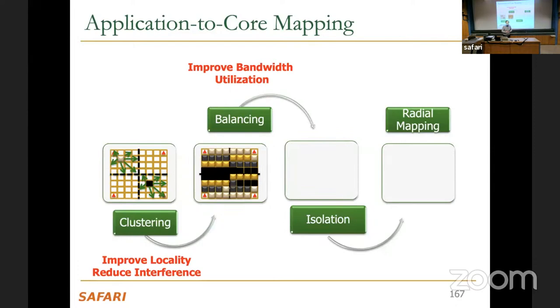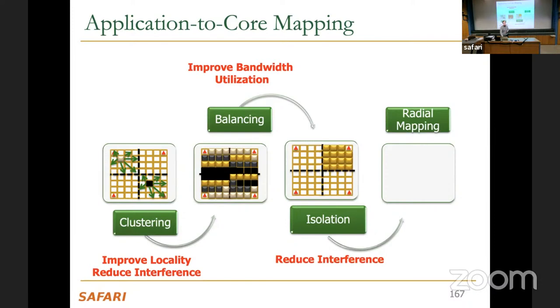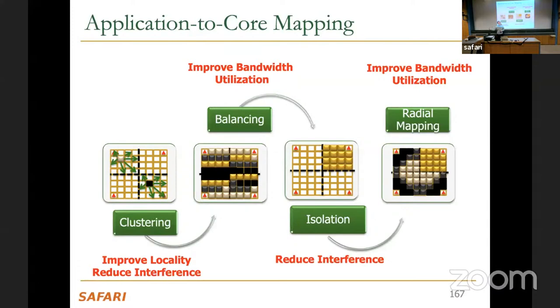That's where load balancing comes in, to improve the utilization of the network as well as the memory controller. And then to reduce interference, maybe you need to isolate some applications that are very heavily vulnerable to interference. That's what this picture kind of shows. And then you need to decide how close applications are to the memory controllers. Here you can do utility-based mechanisms, but this paper proposed a very simple method.